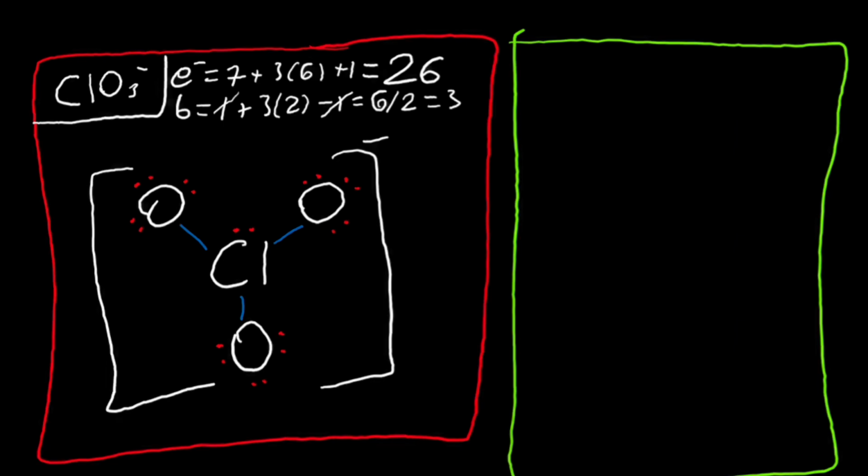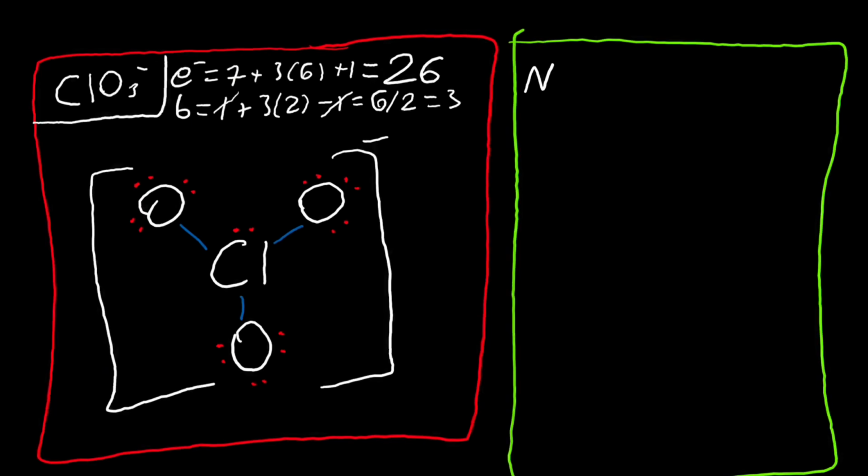Now let's refer back to the number of electrons and bonds that we need. There are indeed 3 bonds, and counting up the electrons, there are 2, 4, 6, 8, 10, 12, 14, 16, 18, 20, 22, 24, 26. And each atom is stable, and the ion has the correct charge on it. Let's try another one to get it to really sink in.